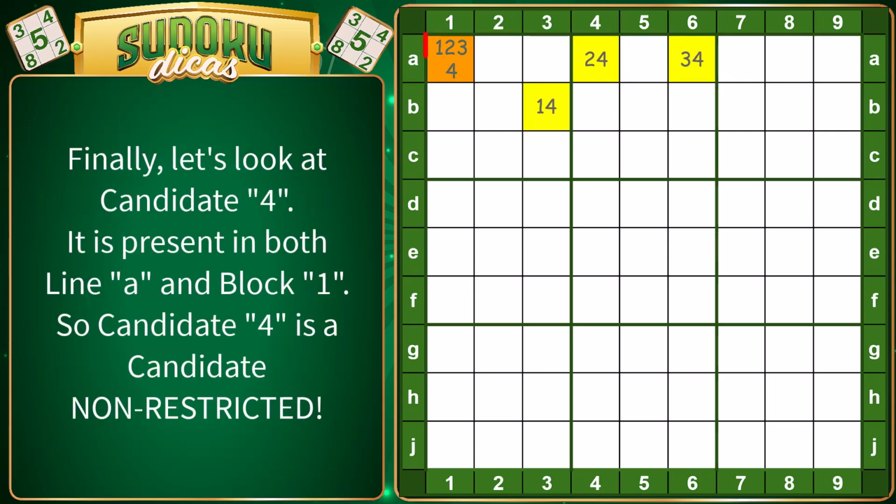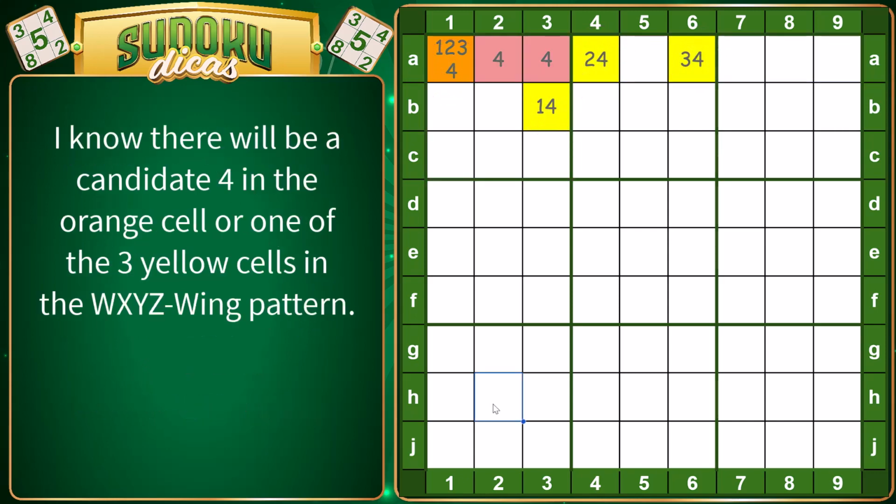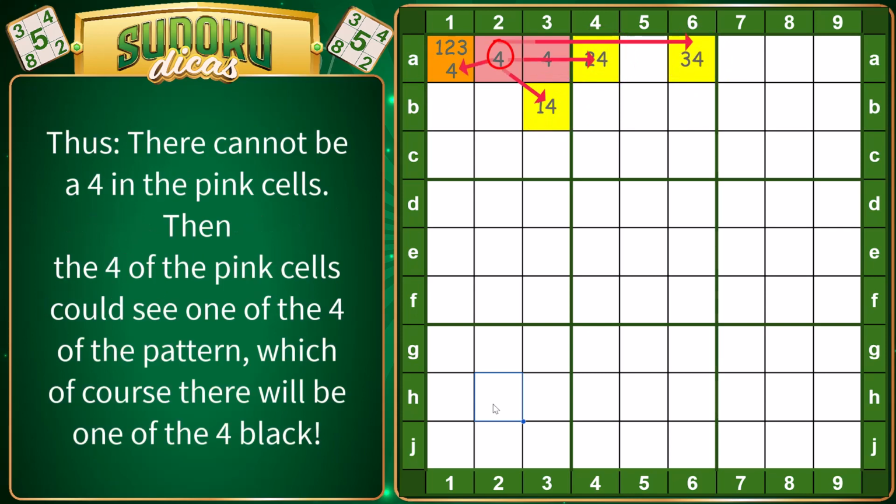Finally, let's look at candidate 4. It is present in both line A and block 1. So candidate 4 is a non-restricted candidate. I know there will be a candidate 4 in the orange cell or one of the 3 yellow cells in the WXYZ wing pattern. Thus, there cannot be a 4 in the pink cells. Then the 4 of the pink cells could see one of the 4 of the pattern, which of course there will be one of the 4 black.